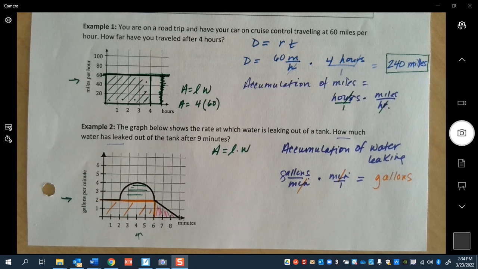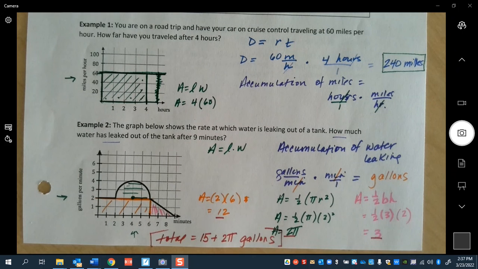So with your group mates, go ahead and see if you can figure out how much water is leaking out of my tank. Go. Do we agree? No? Yes. So for my rectangle, 2 times 6 is 12. For my circle, it's a semicircle, so it's 1/2 of pi r squared. The radius is 2. 1/2 of 4 is 2, so we'll leave it in 2 pi. Go ahead and leave it in pi if you can.